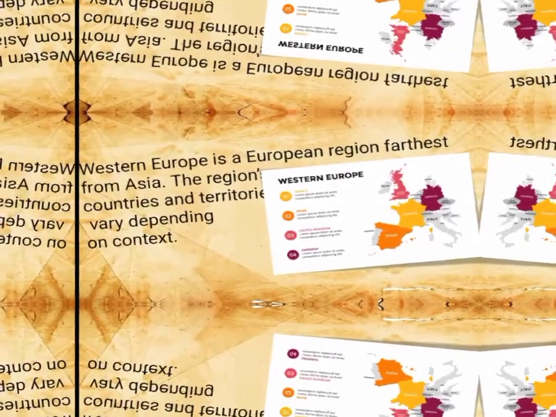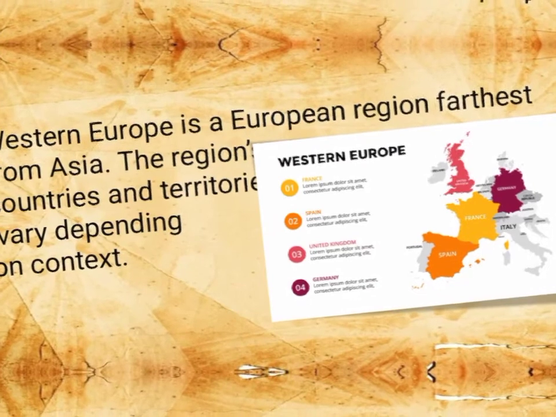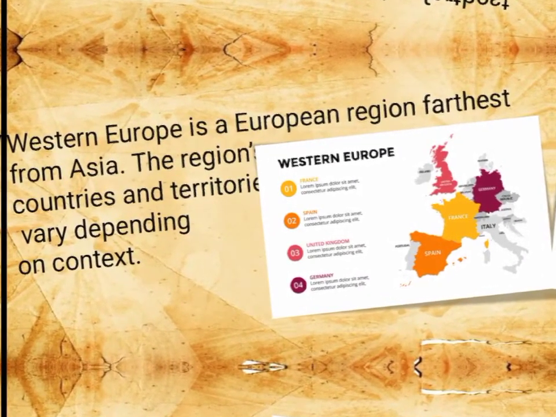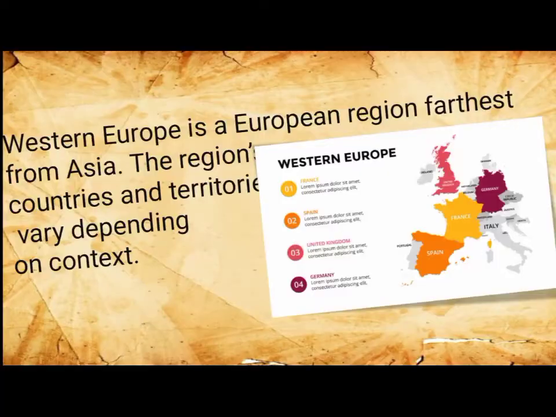Western Europe is a European region farthest from Asia. The region's countries and territories vary depending on context. The Western European countries included are France, Spain, United Kingdom, Germany, and others.